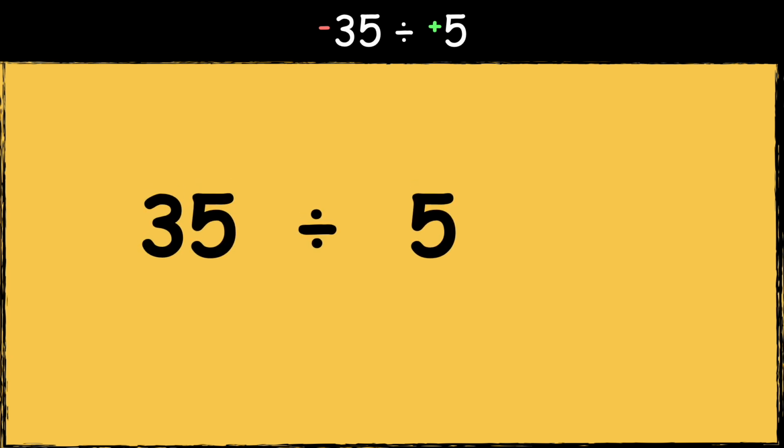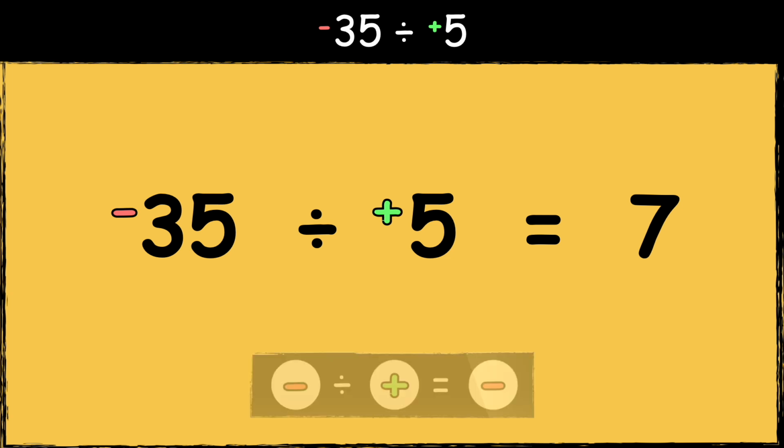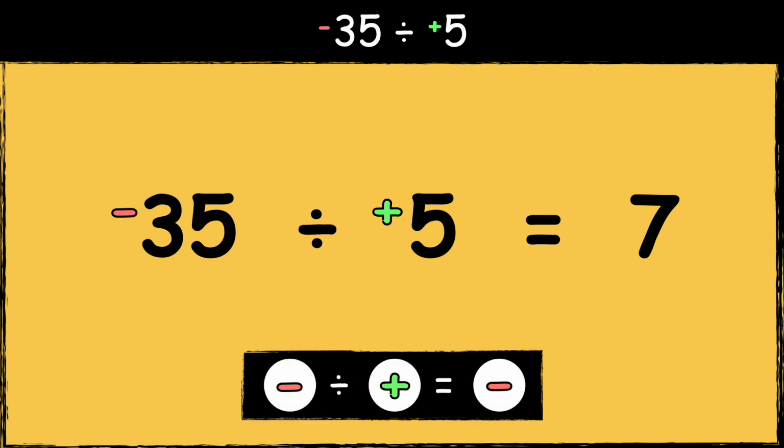Here's the first example. Negative 35 divided by positive 5. First, let's just ignore the signs and do the calculation. 35 divided by 5 equals 7. Now let's look at the signs. The signs are different, so the answer is going to be negative. So the answer is negative 7.